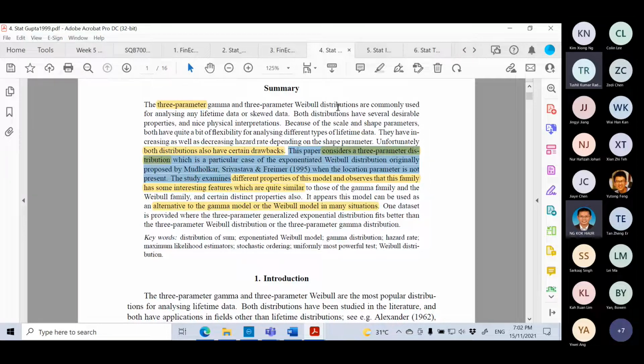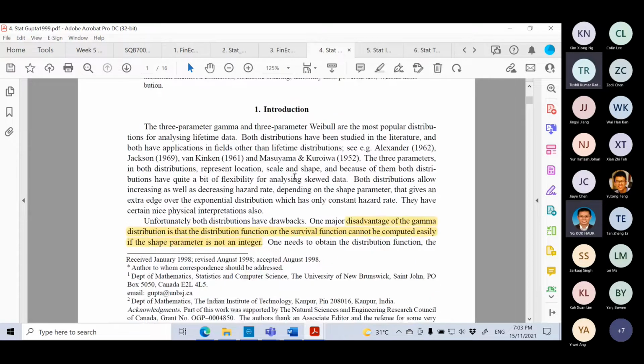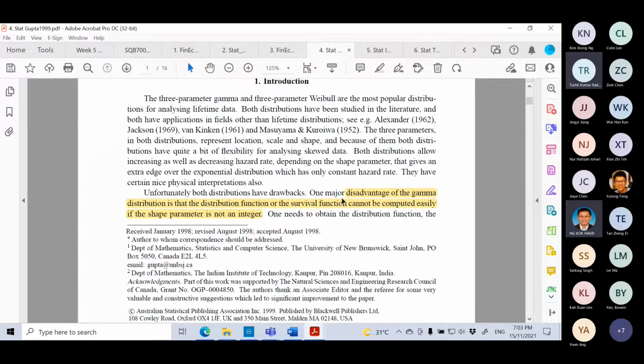Then after that, you need to tell clearly their drawback. Okay, what is the limitation of these two distributions? Then only you can tell your contribution. Okay, so if you go through the paper, the first thing, they will give you the history about these two distributions. Then after that, they will tell you the major disadvantage or the drawback of both distributions. Okay, so these are the drawbacks of the distributions.